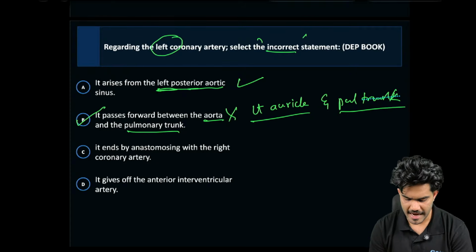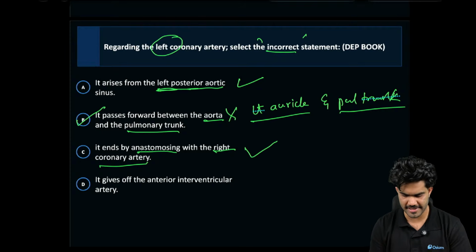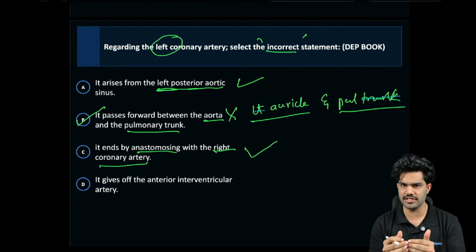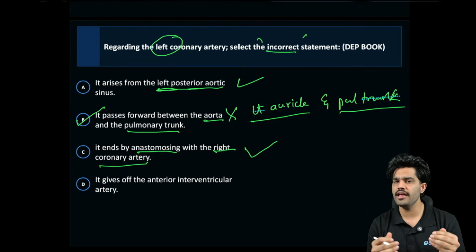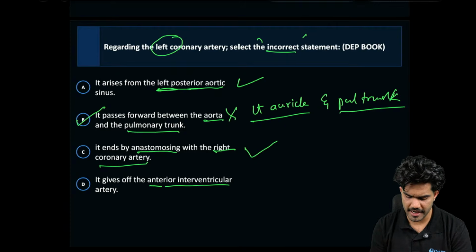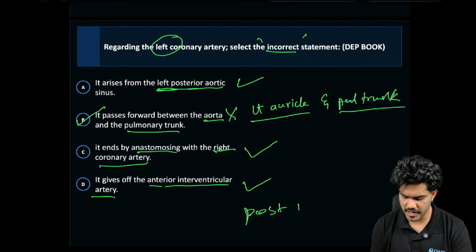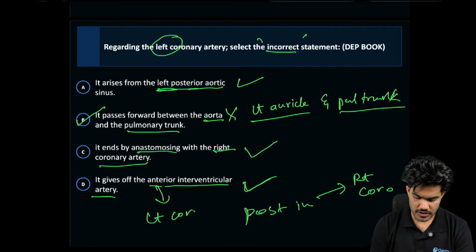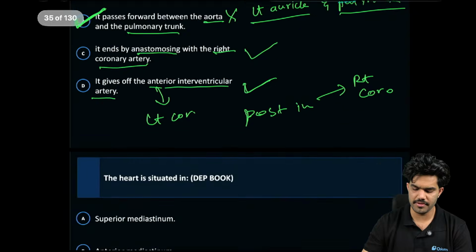Let's see other options. It ends by anastomosing with the right coronary artery. Yes, it ends by the anastomosis. On the posterior side of the heart, we have anastomosis of the left coronary and right coronary artery. It gives off the anterior interventricular artery. Yes, it is giving anterior. Who gives posterior? The posterior interventricular artery is given by the right coronary. Anterior is left coronary, so it's the right answer. So regarding the left coronary, the incorrect one will be option B.